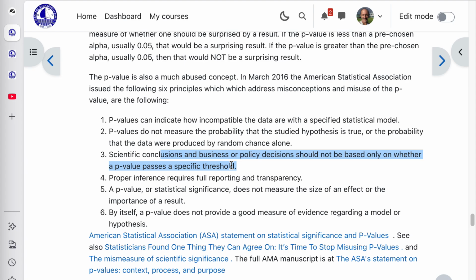And this is from the American Statistical Association March 2016 conference on trying to decide what the p-value should mean. Proper inference reporting requires full transparency, and a p-value does not measure the size of the effect or the importance of a result. That's a key difficulty with it. The effect may be so small that it's ultimately meaningless. And so, even though it's significant, it doesn't have any useful application in the real world.